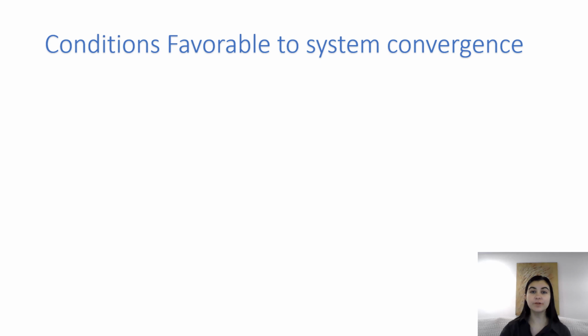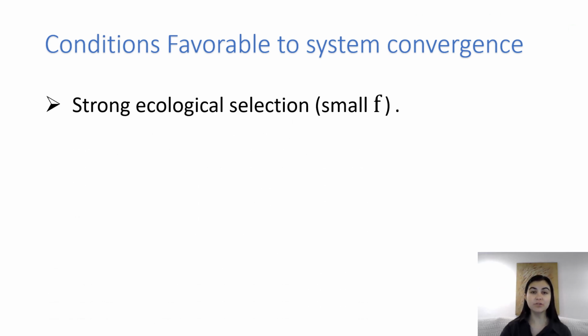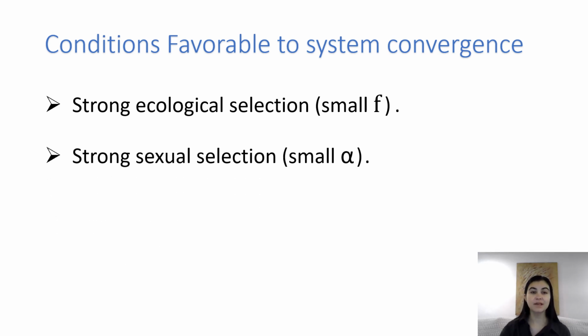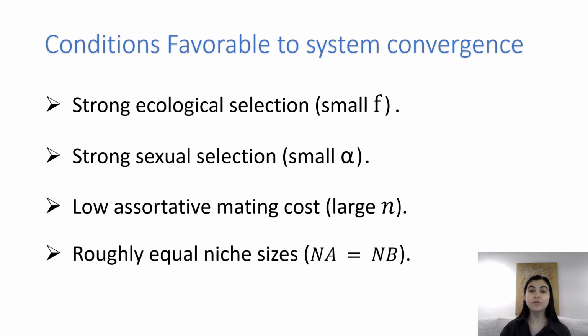Based on these results, we have come to the following conclusions in regard to conditions favorable to system convergence or the emergence of a fixed point. First, strong ecological selection where variable F is small is necessary. Second, strong sexual selection where variable alpha is small is also necessary. Third, we need a low assortative mating cost or a large number of matching rounds, variable N. Fourth, we need roughly equal niche sizes between niche A and niche B in this example.